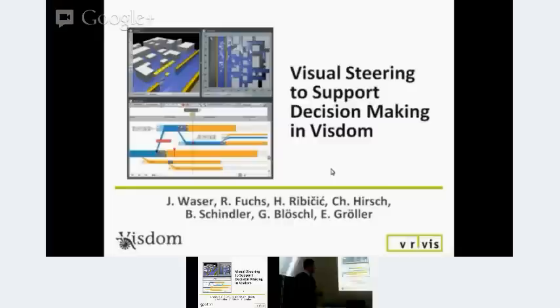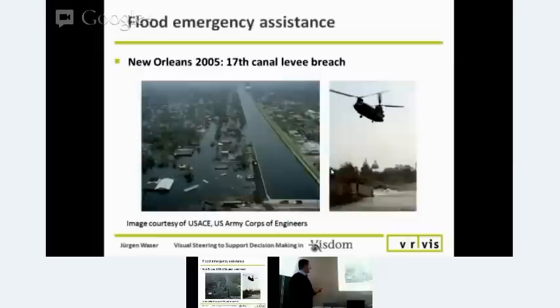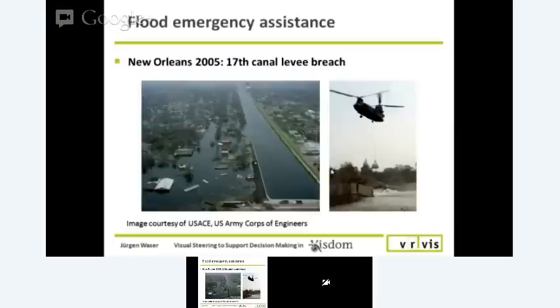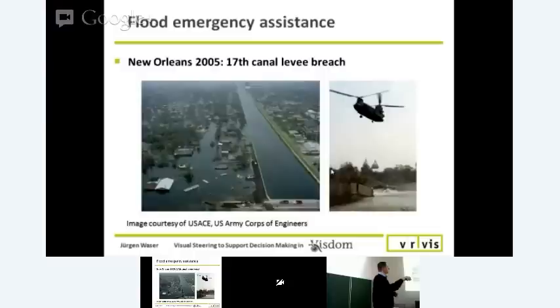The first is visual steering in a decision-making scenario, and this is about a flooding scenario. There was this hurricane in New Orleans in 2005 that led to a widespread flooding of New Orleans. And the problem was that there was a breach in some of these levees, so the water flooded in. They tried to close these breaches, but it didn't work. Some of the sandbags were then flushed away, and so in certain situations this didn't work.